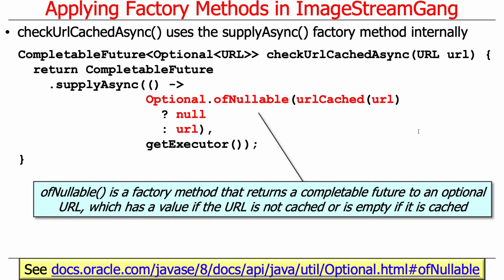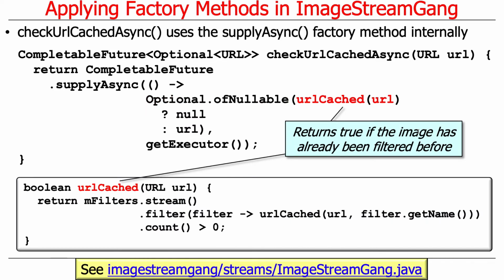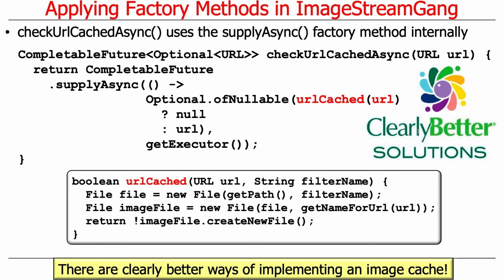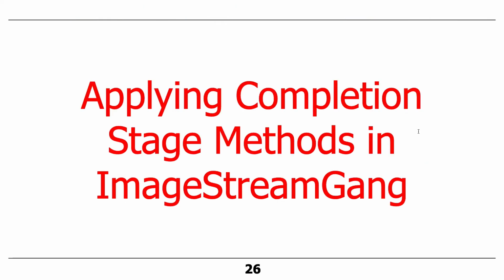So the way to look at this is if you've already cached the URL, you get a null optional because it's empty. I should say an empty optional, not a null optional. Otherwise, we have a URL that we're going to be using to download. So that's what's going on here. And this computation is going to run in the background. And here's the URLCached method. As you can see, this just goes out and checks to see if the image has already been filtered before. That's exactly the same code we had previously. OK, there are other ways to make image caches, but this one works good enough for our purposes.